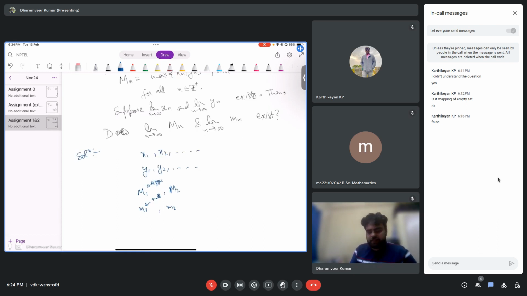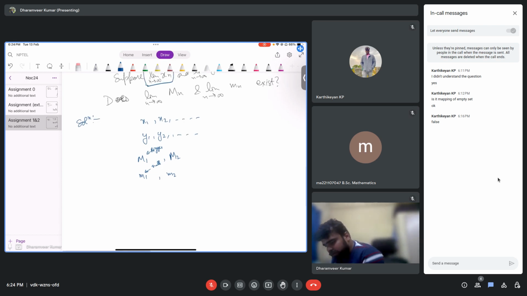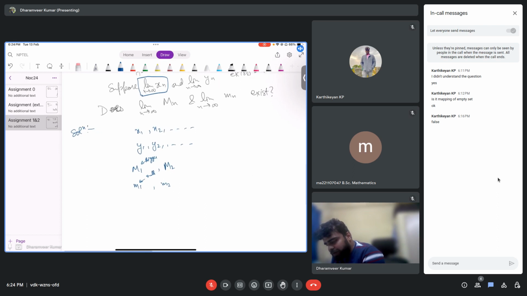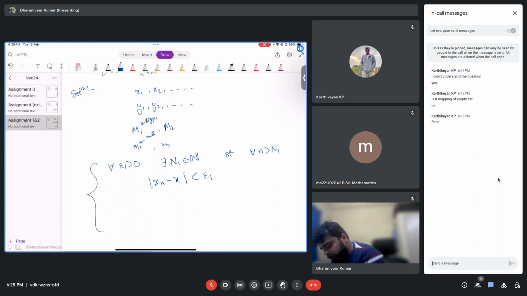They're saying that this and this exist. What does it mean? So let's say we call this limit x. Okay. So what does it mean? We'll write that for some epsilon 1 and epsilon 2. For epsilon 1 greater than 0, there exists n1 in natural numbers such that for all n greater than n1, what happens? x_n minus x. Same thing we can do for y.